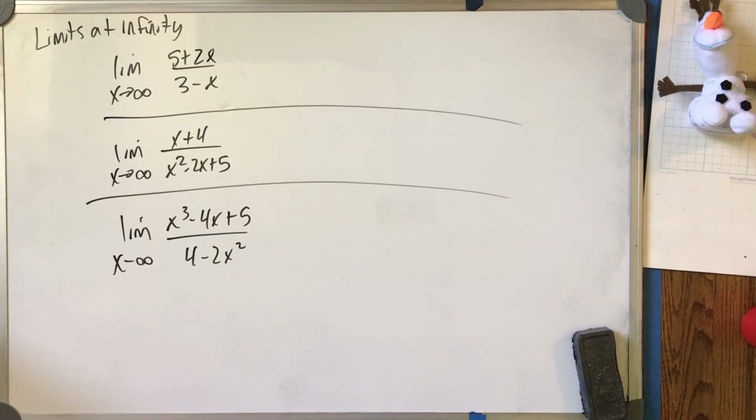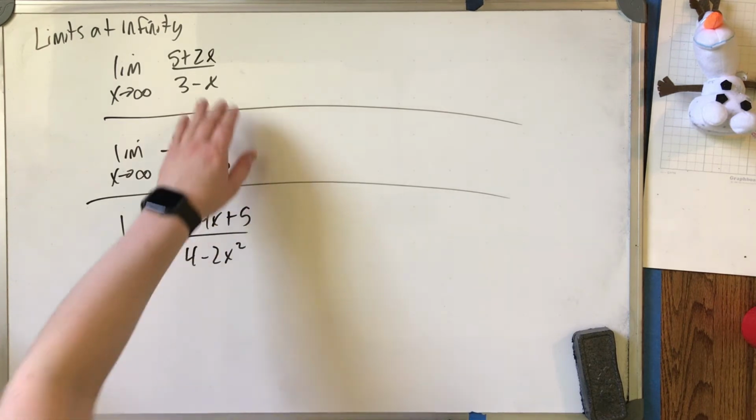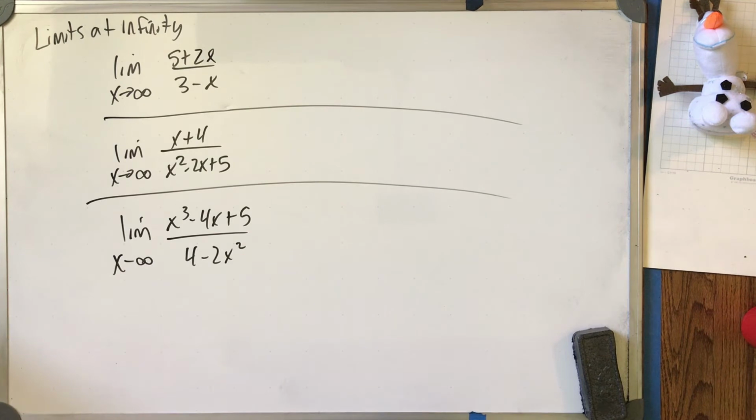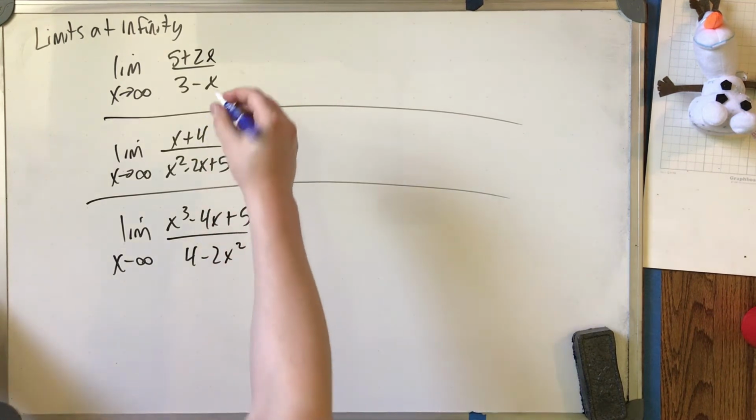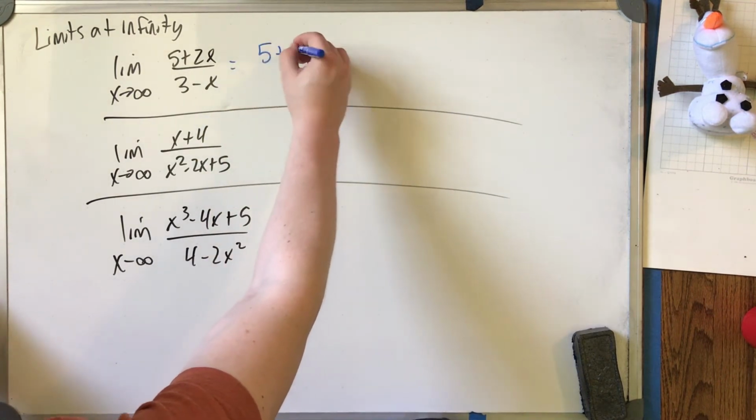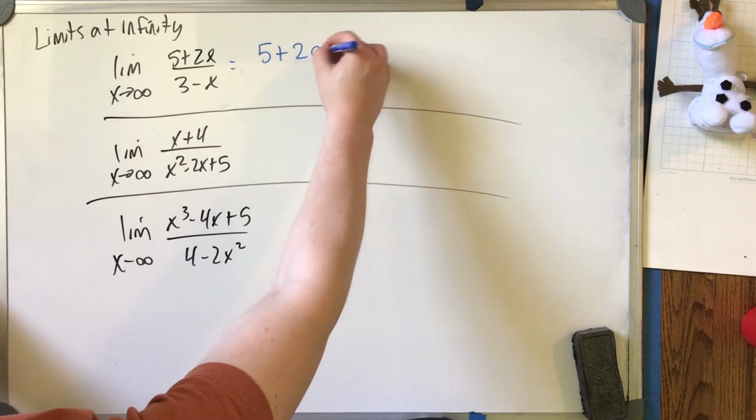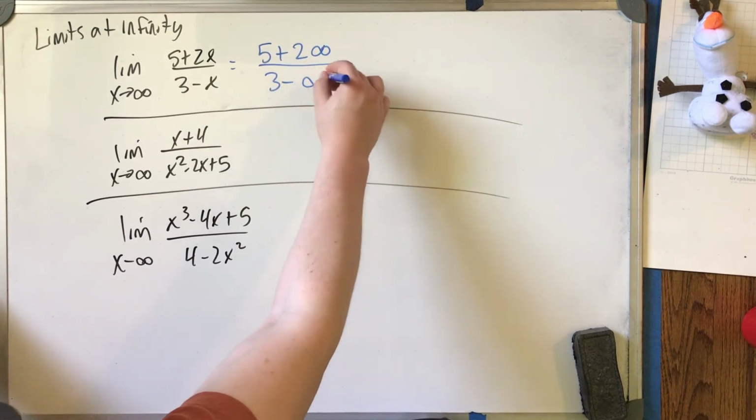Okay, for limits at infinity, we're going to do something a little bit strange. There's a couple different ways you could solve these ones. This is my preferred method. I think it's way easier to do it this way, but basically I'm going to pretend like it's perfectly fine for me to plug in infinity for x. So I'm going to direct substitute in infinity. So I'll have 5 plus 2 times infinity over 3 minus infinity.